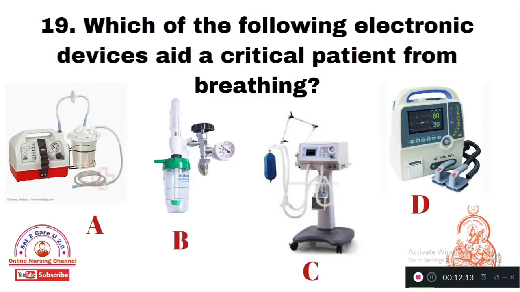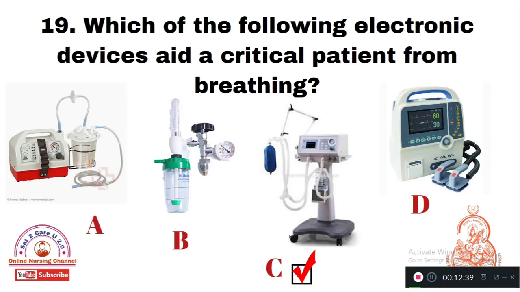Question number 19. Which of these electronic devices aid critical patients with breathing problems? Option A. You have these four images and select the image which will help the patient to assist breathing. So among these four, C is the machine which is going to assist you in the breathing.